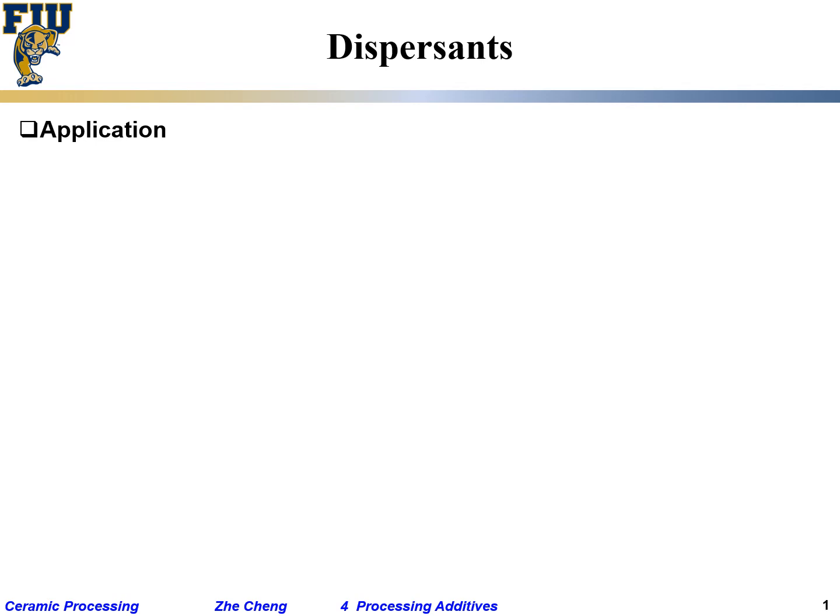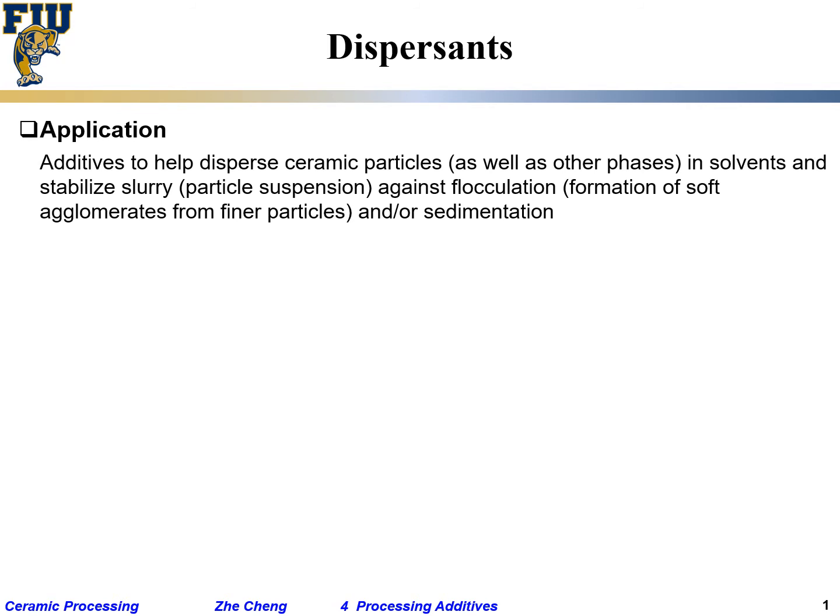And the dispersant. Dispersants are agents, additives added, as we mentioned last time, to help the ceramic powder disperse well in solvents and stabilize the slurry against flocculation, which is smaller particles coming together to become larger particles. That's called flocculation, or sedimentation.